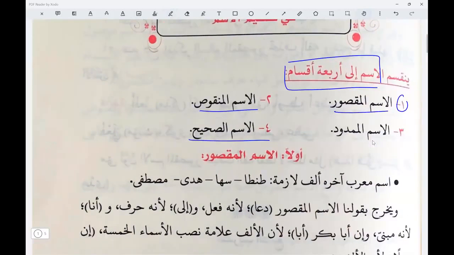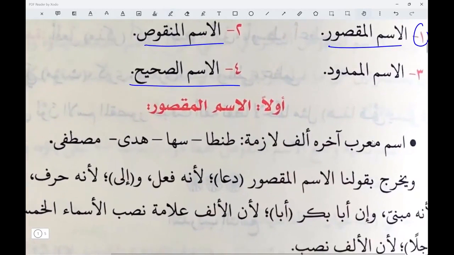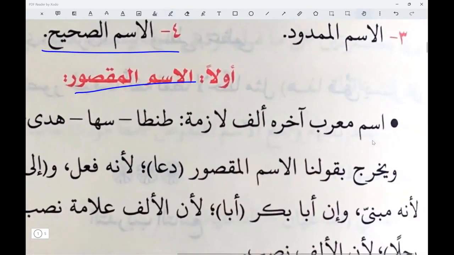We talked about them, so let me quickly read them. The first one is ismul maqsur. It says ismun mu'rab akhiruhu alif lazima. Remember, when they define something, each word is very important. So number one, they're talking about ism. Second, it is talking about mu'rab. It cannot be mabni. And the end of it is alif lazima.